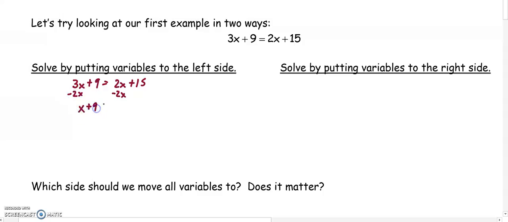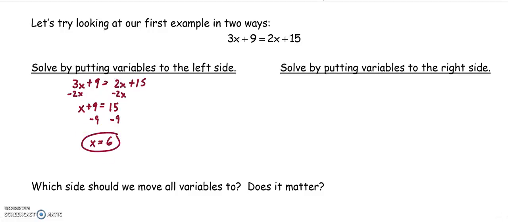So x plus 9 equals 15. Now that the x is on one side, we need to get the number on the other side. So we're going to move the 9 over by subtracting 9 from both sides. And we get x equals 6.